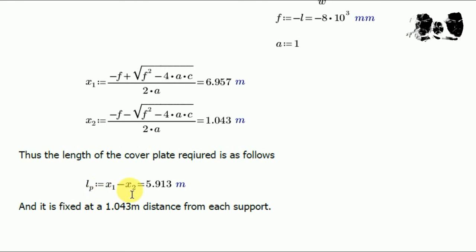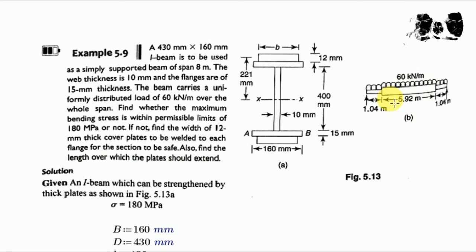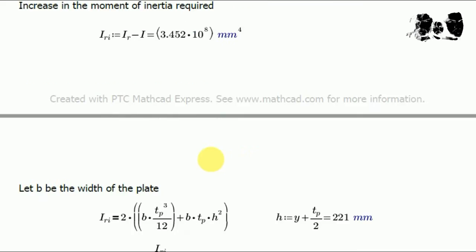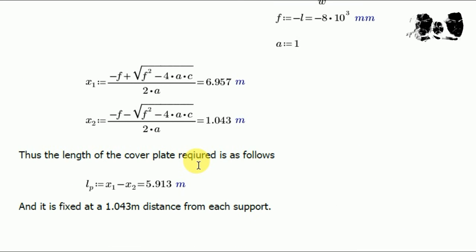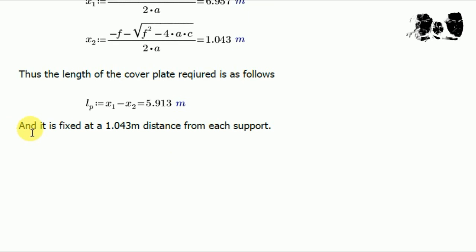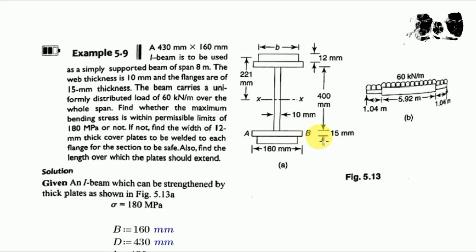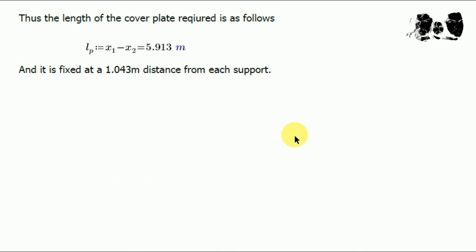Thus the length of the cover plate required is LP equal to x2 minus x1, which is 5.913 meter, in the middle of the beam, where the bending moment is high, and it starts at 1.043 meter distance from each support. It can easily be seen that the middle part needs the plate because of the maximum bending moments, and the rest of the part is left out due to less moment generated by the UDL load. Okay, thank you.